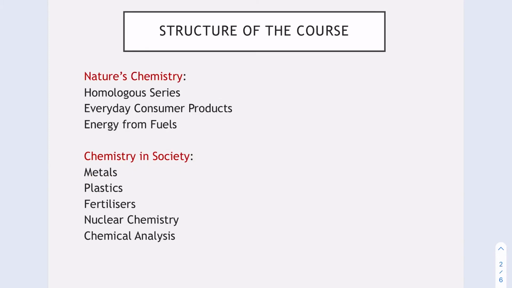In Nature's Chemistry you've got 3 topics: something called homologous series, everyday consumer products and energy from fuels. So you'll do that probably until Christmas this year. And then Chemistry in Society, which is something that you'll do next year. You've got metals, plastics, fertilisers, nuclear chemistry and chemical analysis.